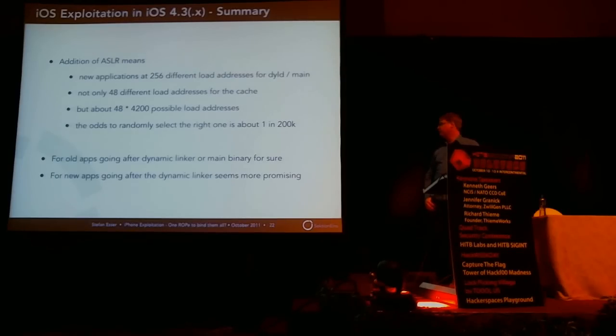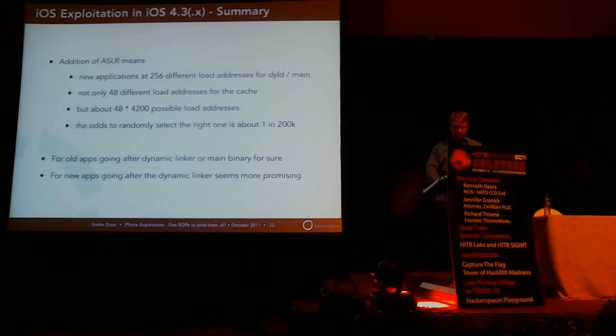So this means we will always, especially for old apps, go after the dynamic linker or the main binary because they are not moved. And for new apps, it still seems better to go after the dynamic linker, because it's only 256 instead of like 200,000 different possibilities. Well, 4,300.